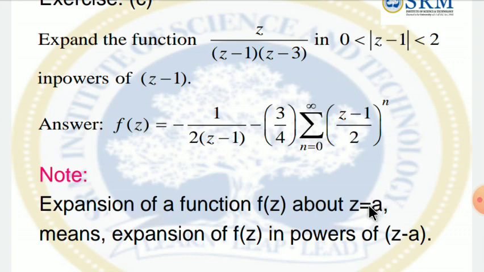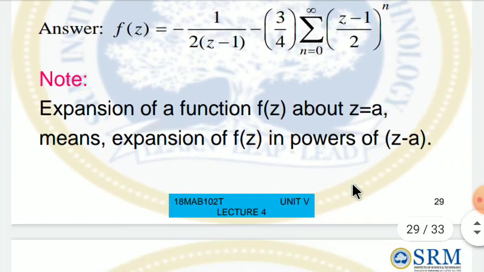If it is about the point, then the region is not specifically given in the question. Even though there is no region at all, from the point we may expand the given f of z in powers of z minus a. Let us see example number 1.